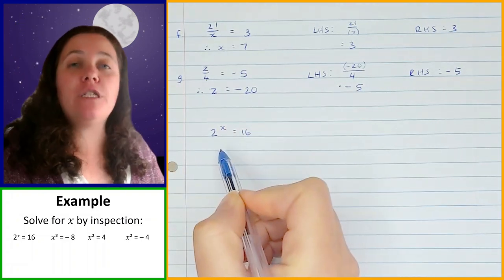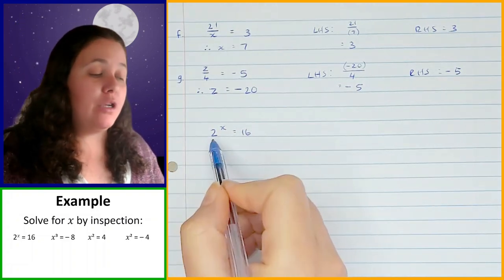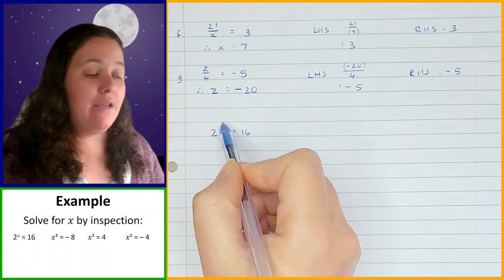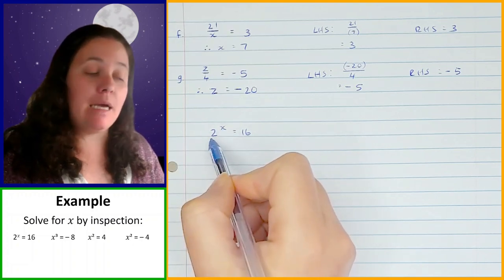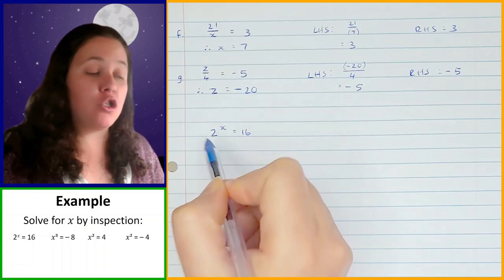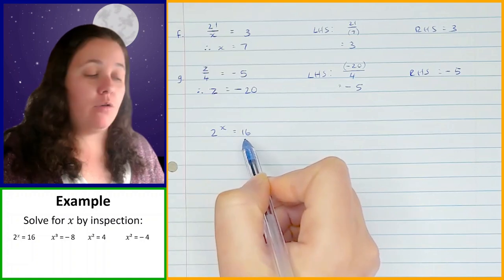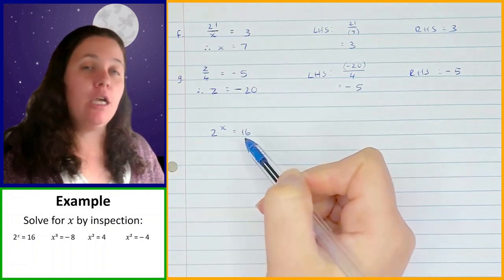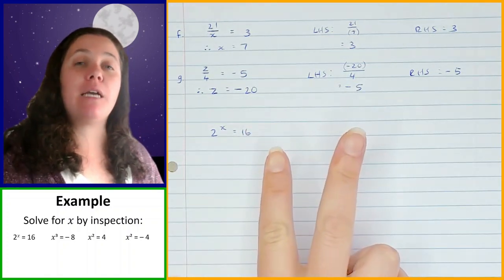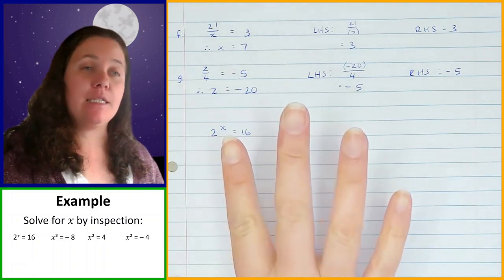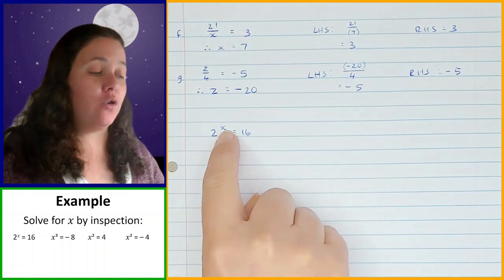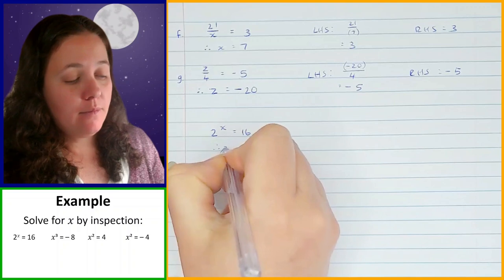Now we have learned about exponents. We know that an exponent means that a number is being multiplied by itself that many times. So this exponent over here, whatever this is, means that 2 is being multiplied together that many times. How many times do I need to multiply 2 together to get 16? 2 to the power of what is 16? 2 times 2 is 4, so that's already 2 2s, times another 2 is 8, times another 2 is 16. So there are 4 2s that I multiply together to get 16. So 2 to the power of 4 is 16. That means that x is equal to 4.